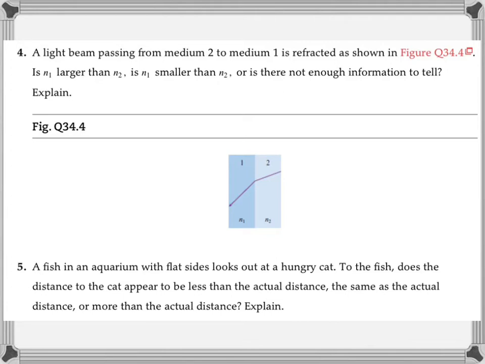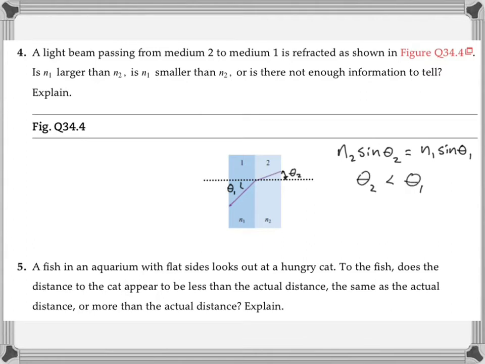or N1. So the first thing we need to do is draw the normal, because remember that the equation that applies for refraction is Snell's law, and Snell's law deals with the angles of incidence and refraction as measured from the normal, that is a perpendicular line to the interface. So we draw the perpendicular line to the interface. The angles are indicated there. Theta 1, I'm going to call the angle of refraction in this case. Theta 2 is the angle of incidence. And what Snell's law says is that N2 times the sine of theta 2 is equal to N1 times the sine of theta 1.